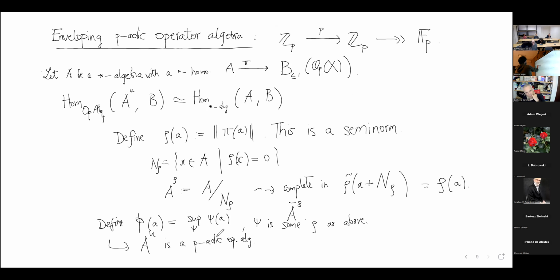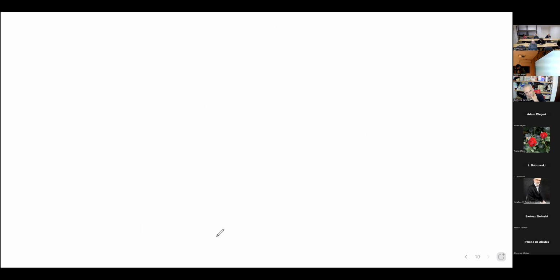And with that, this category of p-ADIC operator algebras has all limits and colimits, just like the category of C-star algebras. What we can do with this p-ADIC operator maximal semi-norm construction is define the maximal tensor product, which, as I said, was some motivation to consider such operator algebras. You just take the algebraic tensor product and the enveloping completion.